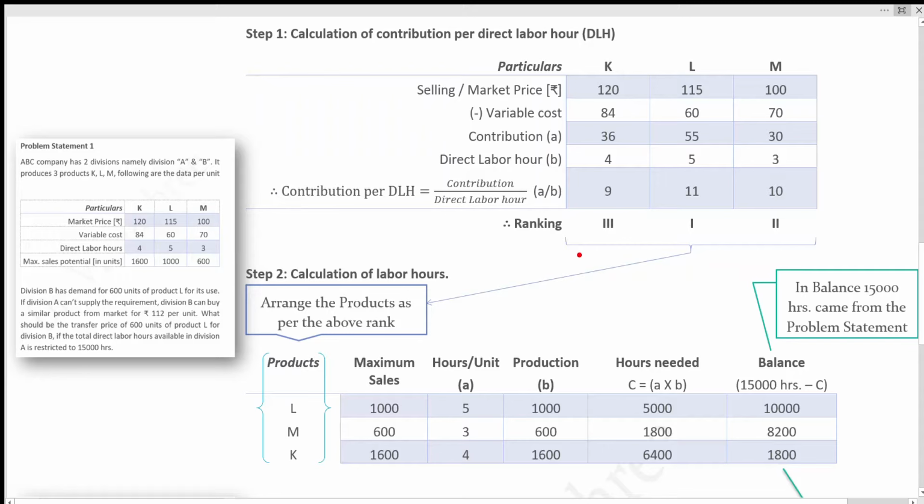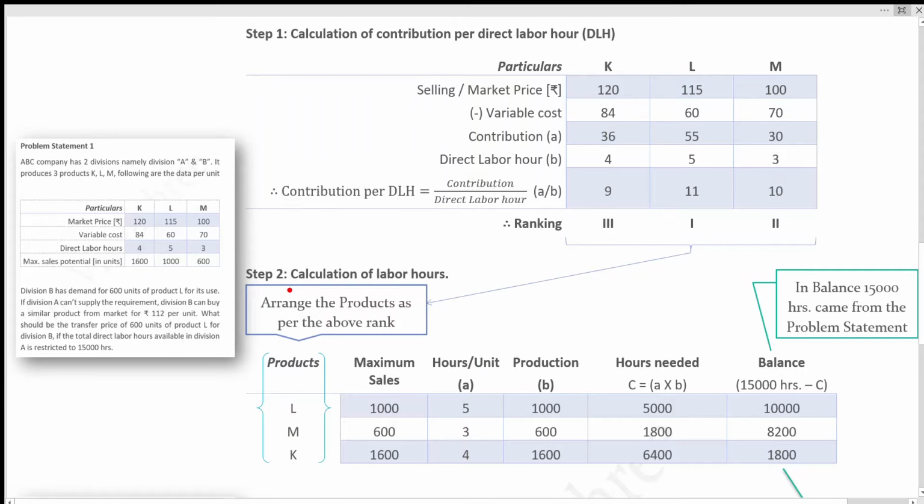So we can rank these products. As per the score, that is 11, product L has the first rank. Then with a score of 10, product M is the second rank, and K stands at the third rank. After the ranking, we have to arrange these products accordingly in the next step.